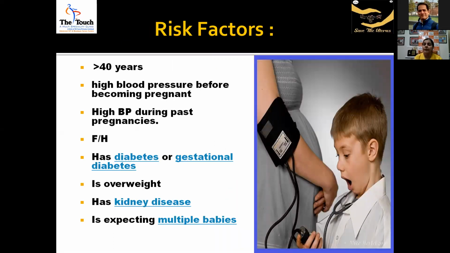So, what are the high risk factors for developing high blood pressure? First, pregnancy is always a high risk factor. Age more than 40, high blood pressure before becoming pregnant, high blood pressure during a past pregnancy, family history, history of diabetes, as I've already said. If you're overweight, you have kidney disease, or you have multiple babies like twins or triplets. And in assisted reproduction like IVF and IUI pregnancies, it is also believed that there is an increased risk of developing high blood pressure.